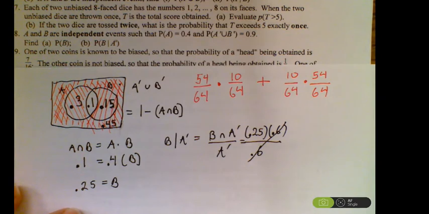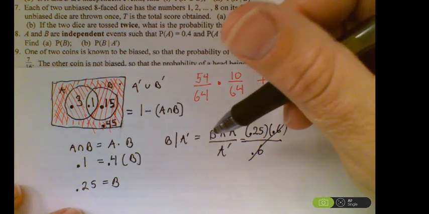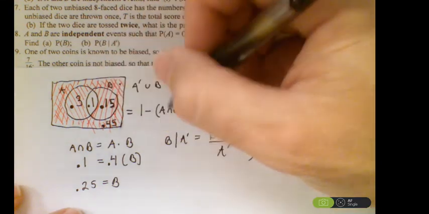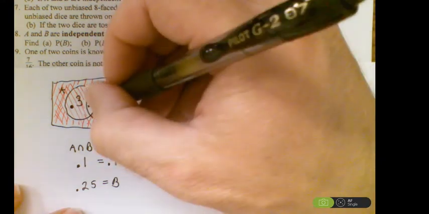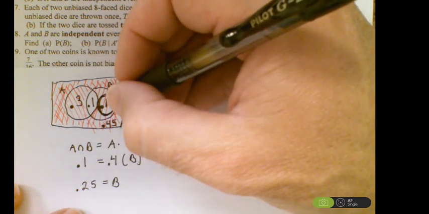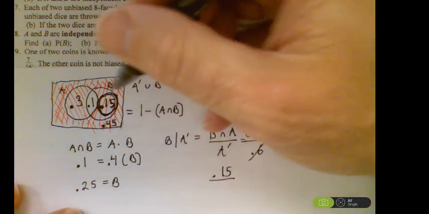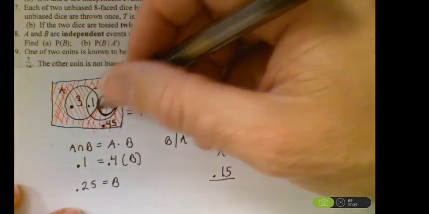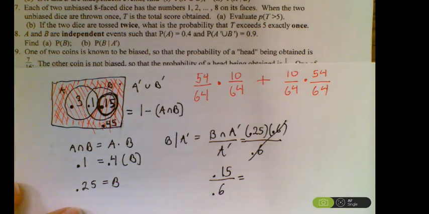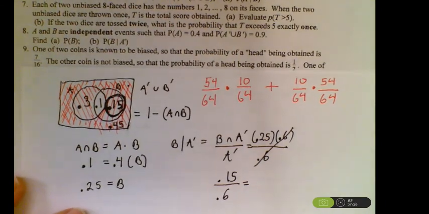You could have just looked at the Venn diagram and said, where's the area that is B and not A? All the things that are in B and not in A are this guy right here. So this is the one guy that is in B and is not in A. So you could have said, well, that's 0.15, and on bottom is not A, since A was 0.4, not A was 0.6, and I could divide and still get that same answer right there. So there's a few ways you could have done it, just whatever you see is the easiest route for you.